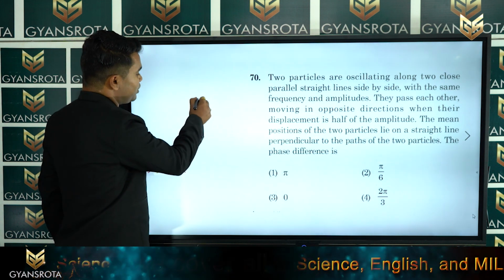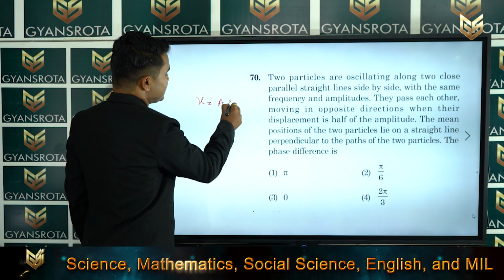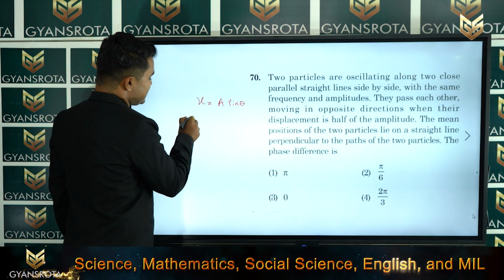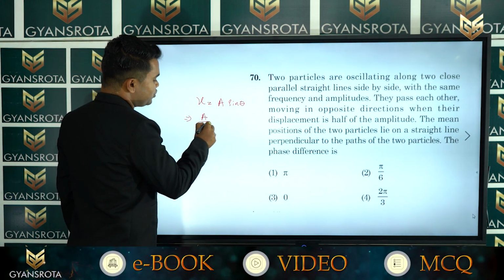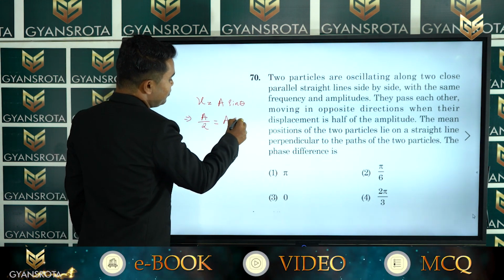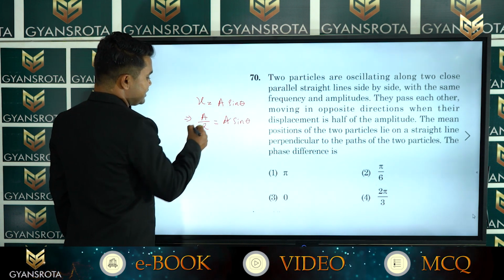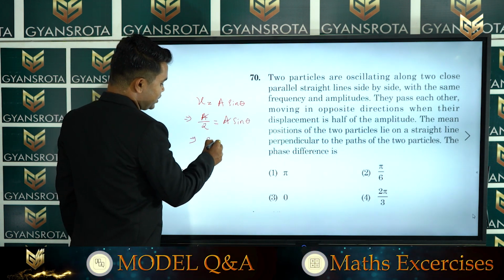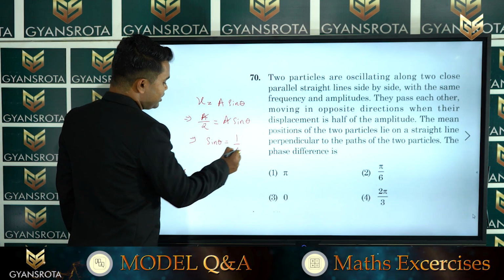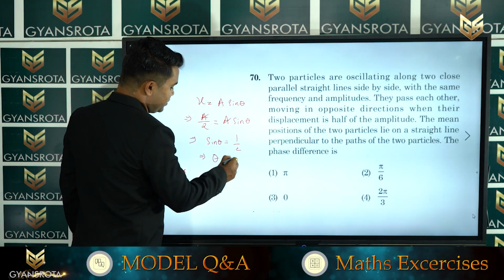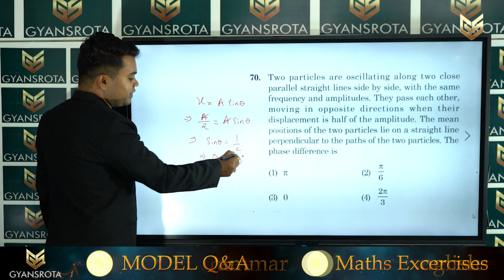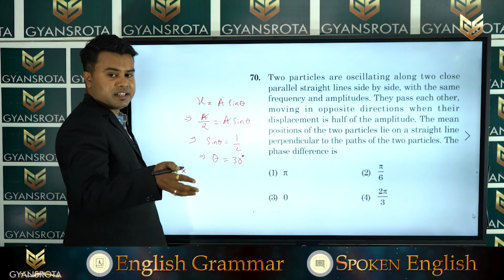You have to use this formula, x is equal to a sine theta. Now this x can be written as half of its amplitude, that means a by 2, equal to a sine theta. A gets cancelled out, sine theta will be equal to half. So your theta is coming out to be 30 degrees. So if the phase shift was there, it will be 180 degrees, right?